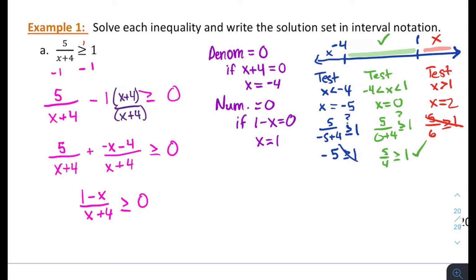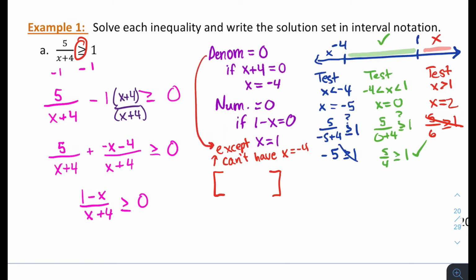So my original inequality was greater than or equal to, which means I would expect to include my endpoints for my solution interval, except I can't include x equals negative 4 because that would make me divide by 0 in my denominator.